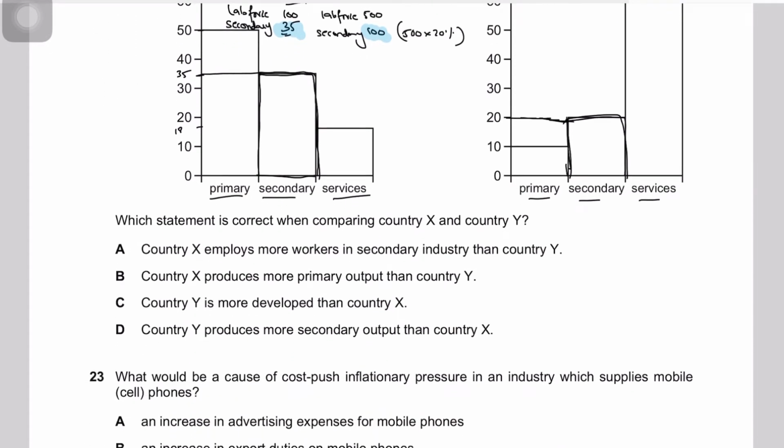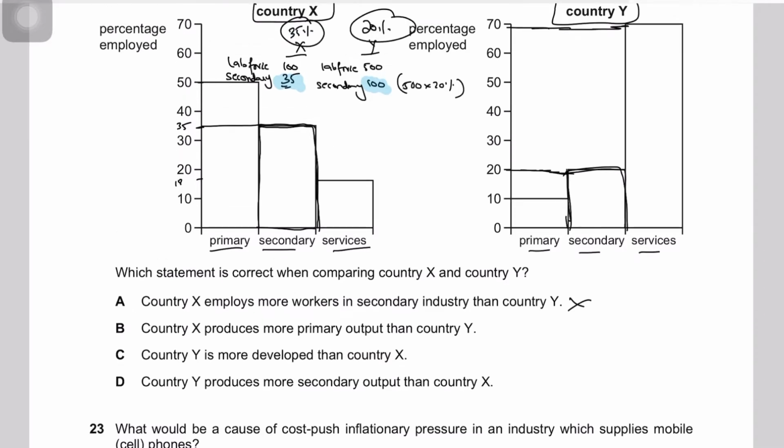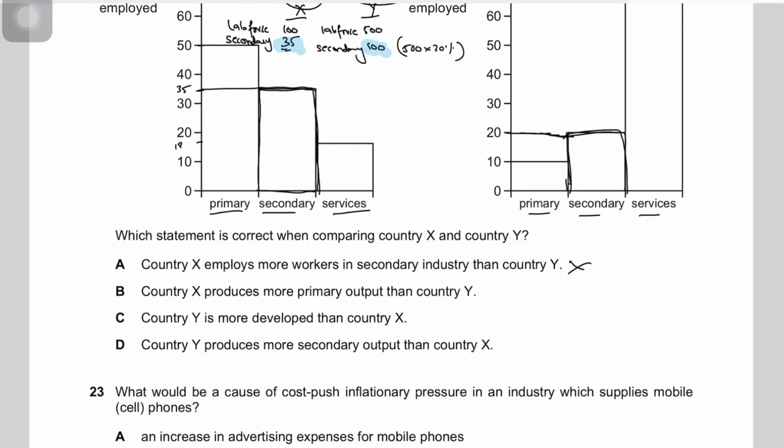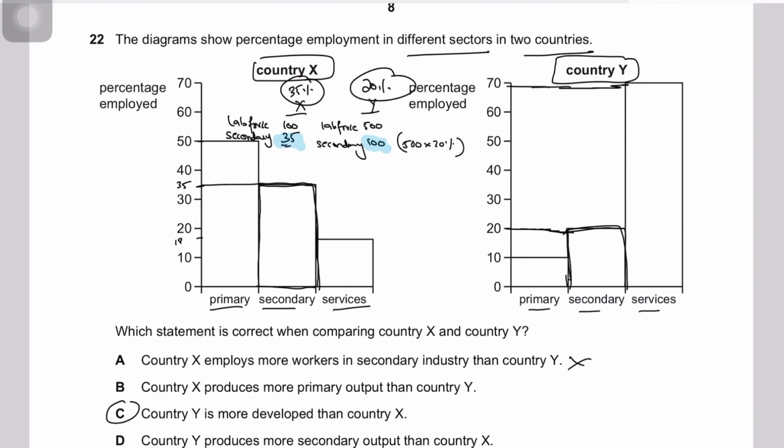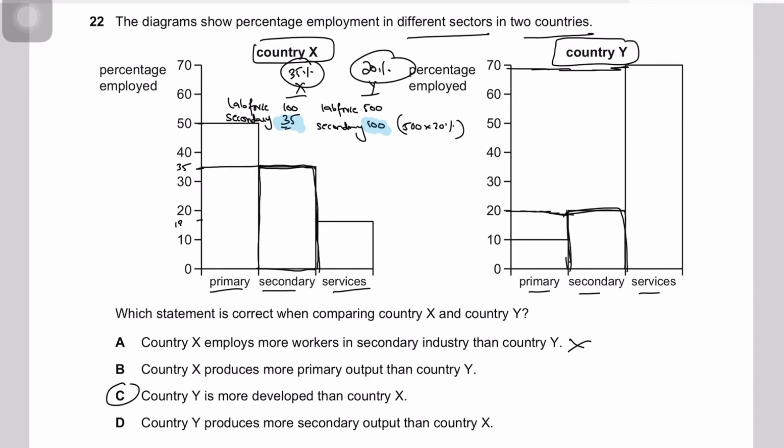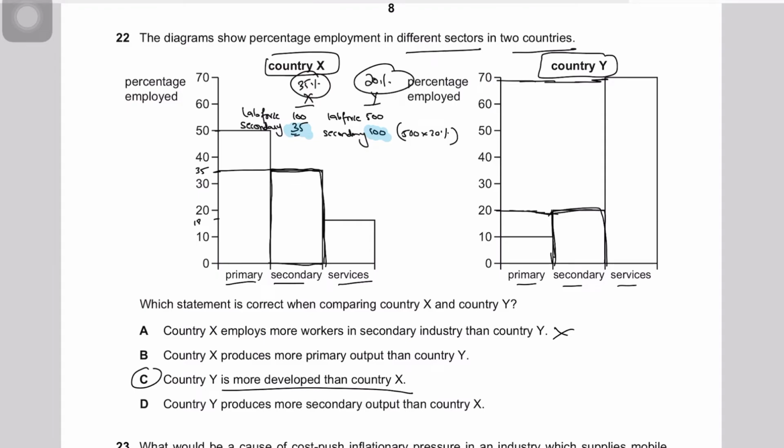So this is not the answer. The correct answer for this MCQ, by the way, is option C, because obviously country Y is more developed. How can we judge that? Because country Y employs 70% of workers in the tertiary sector, as compared to country X that employs only, let's say, 18% workers in the tertiary sector. So definitely country Y is more developed.